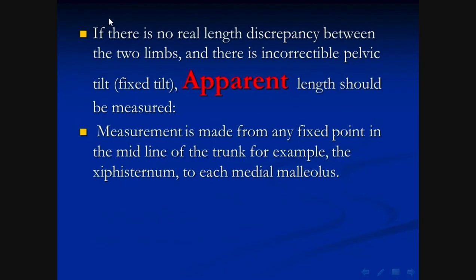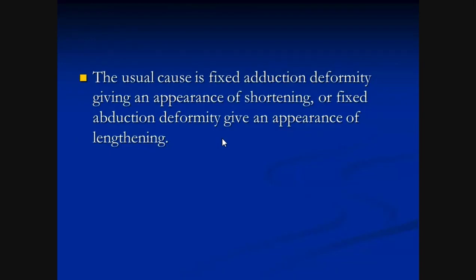If there is no real length discrepancy, no difference between the right and left limb, and there is an abnormal shortening or lengthening of the limb, we must check the apparent length. For the apparent length, we take a fixed point in the midline of the body, like the umbilicus or the xiphisternum, and check the distance from that fixed point to the medial malleolus. The usual cause is a fixed adduction deformity giving an appearance of shortening, or a fixed abduction deformity can give the appearance of lengthening.